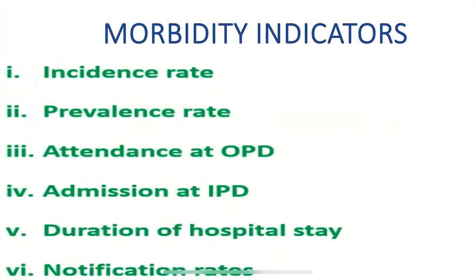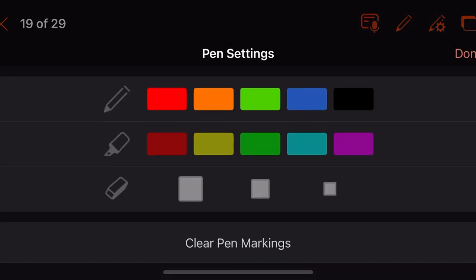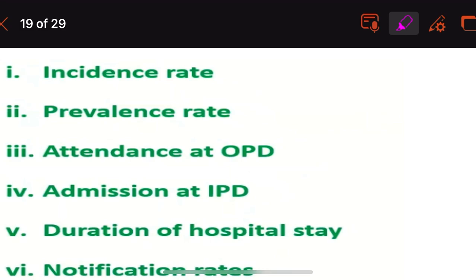Welcome back. In today's video, we are going to study the morbidity indicators. It is a continuation of the indicators of health. Morbidity indicators are known by the following factors. Morbidity indicators will supplement the mortality data. It is used to describe the health status of a population.